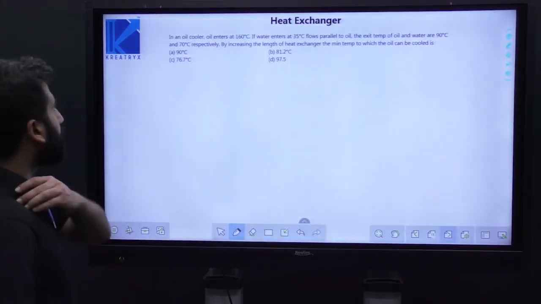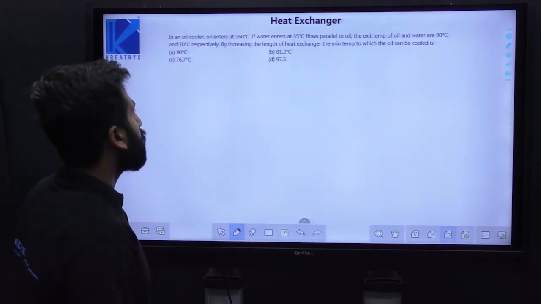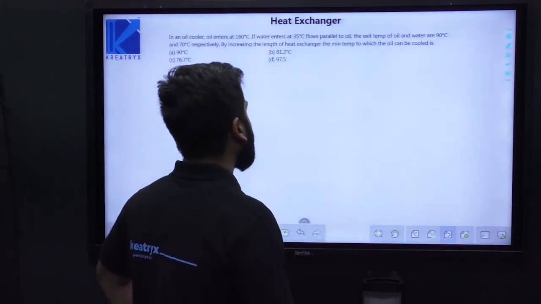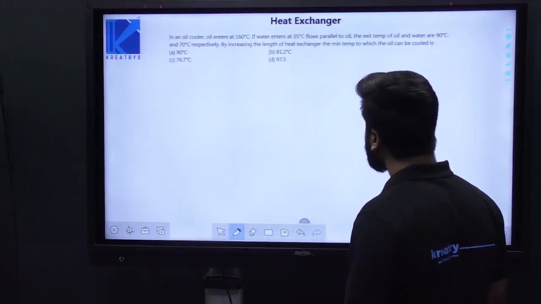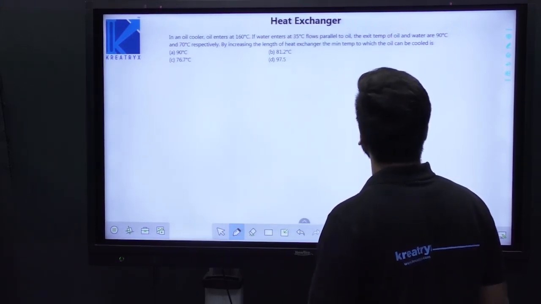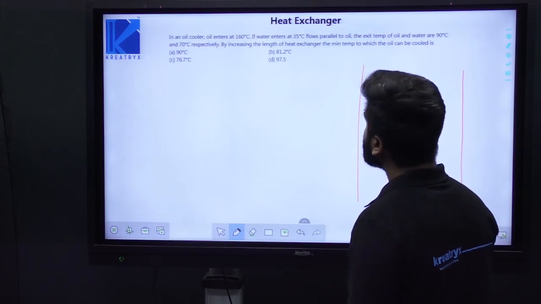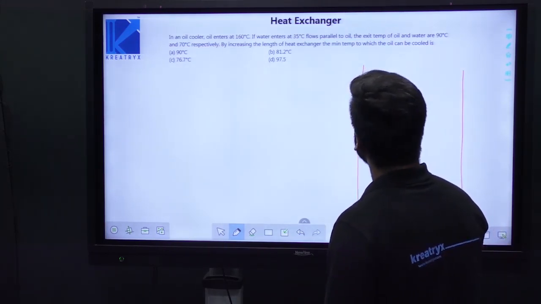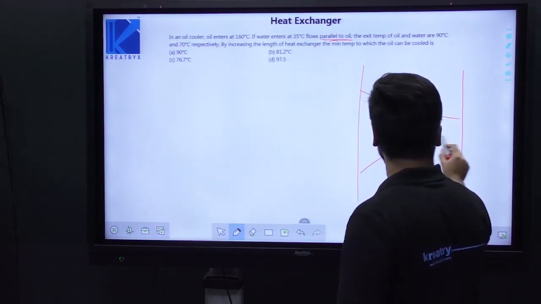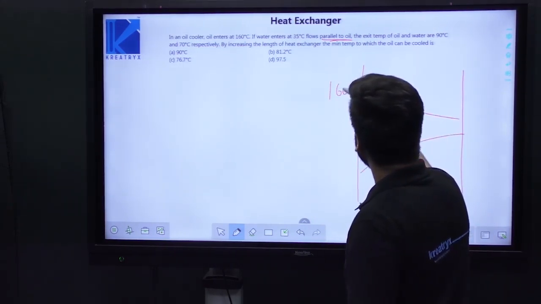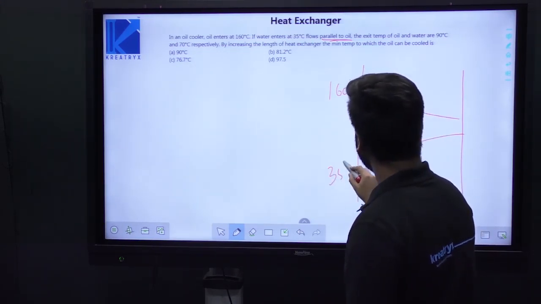So in an oil cooler, oil enters at 160 degrees Celsius. If water enters at 35 degrees Celsius, flows parallel to oil. The exit temperature of oil and water are 90 degrees Celsius and 70 degrees Celsius respectively. By increasing the length of heat exchanger, the minimum temperature to which the oil can be cooled is. So oil enters at 160 degrees Celsius and the water flows parallel to oil, so it is a case of parallel flow heat exchanger. This is 160 degrees Celsius and water enters at 35 degrees Celsius.